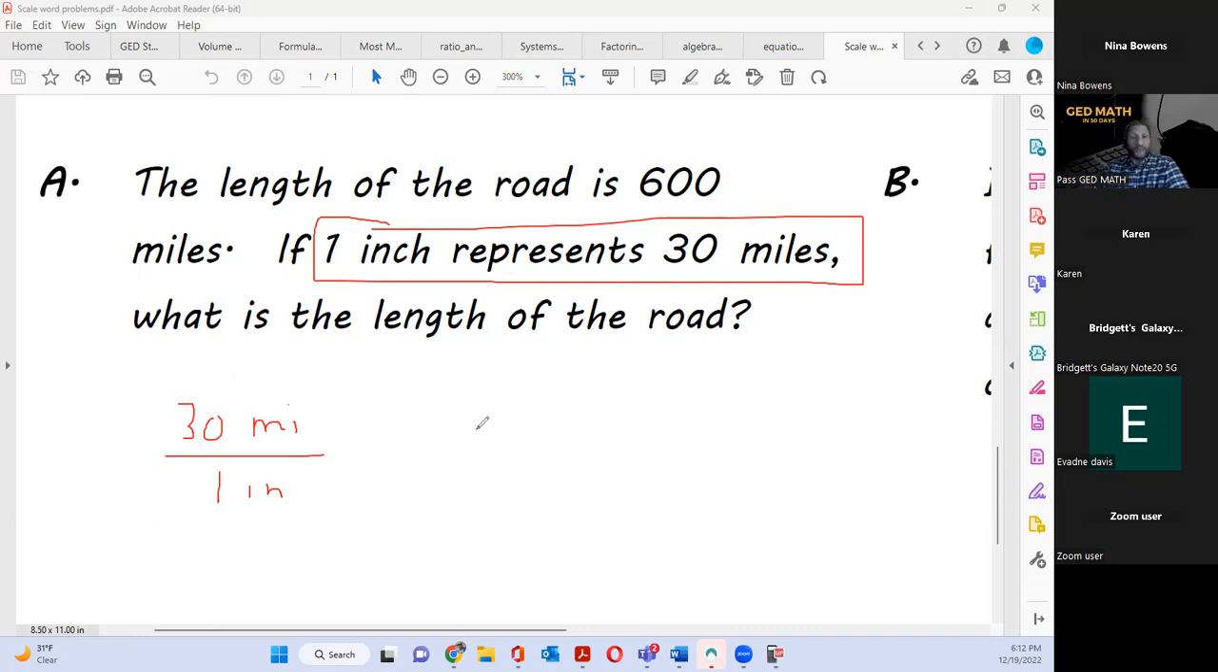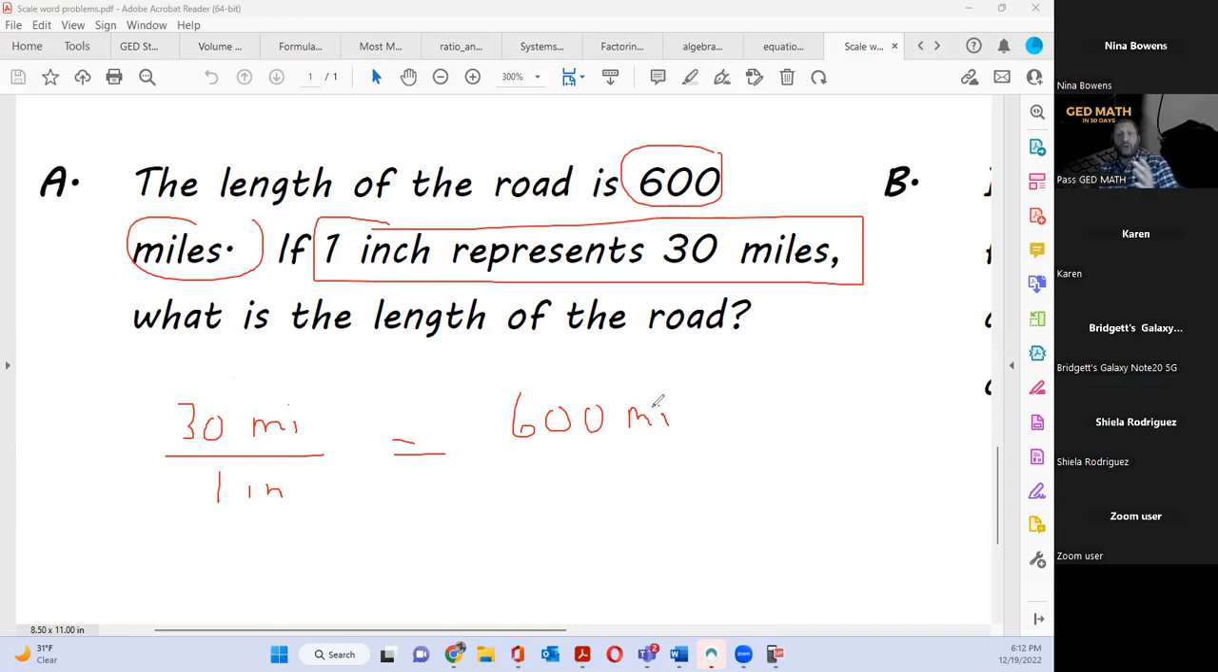A proportion is two ratios set equal to each other. So we're going to put our equal sign. And then what else do we know? 600 miles. Is that going to go on the top or the bottom? The top, because miles to miles. Now I gave you 3 ways to solve a proportion: equivalent fractions, unit rate, or cross multiplication. We could do cross multiplication, but it's easy to do equivalent fractions.